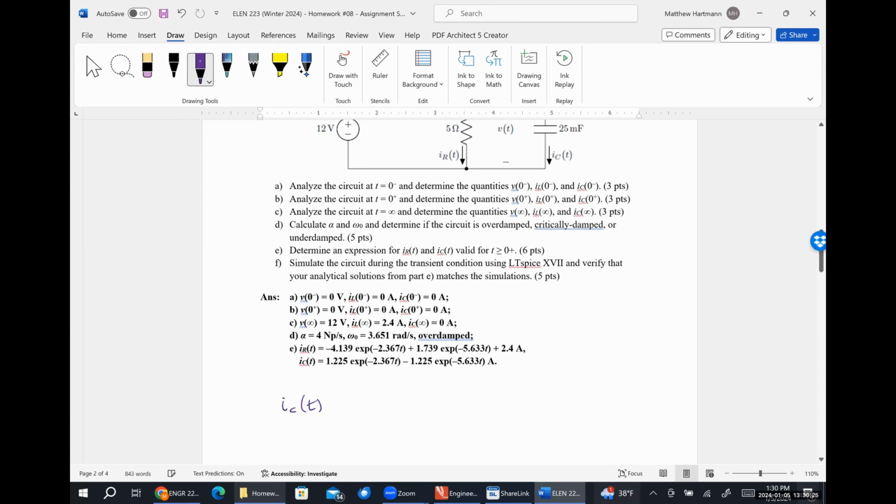IC should be C S1 A1 e to the S1t plus C S2 A2 e to the S2t, where if you've gotten everything else right, you know what C is, you calculated S1 correctly, you calculated A1 correctly, you calculated S2 correctly, you calculated A2 correctly. It has to be just a simple calculation error.